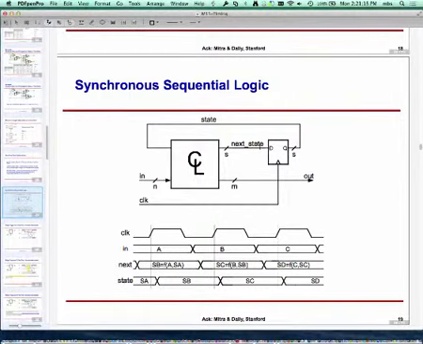And I have to make sure that this is ready in time by the time the clock edge comes. So when the next clock edge comes, I want to make sure that the new value of next state is all ready and good to go. So that's something that we need to ensure.